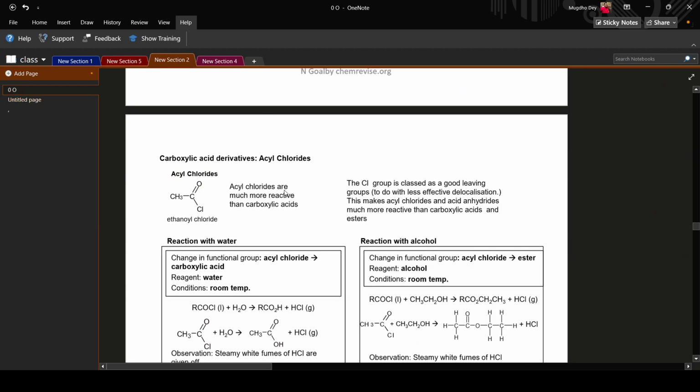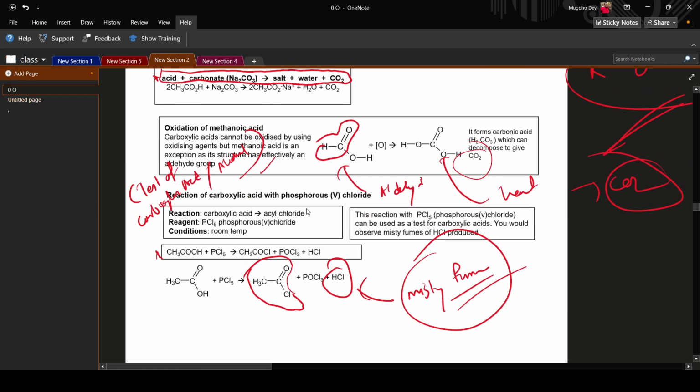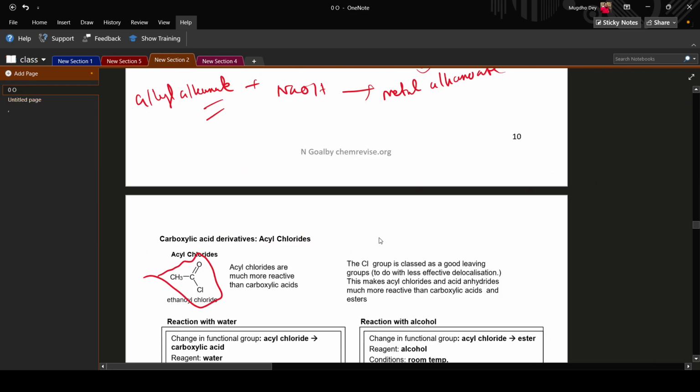Another derivative that we get from carboxylic acid is obviously acyl chloride. We saw a little while back how acyl chloride was produced, right? Do you see the acyl chloride produced here? When you react PCl5, although this also acts as a carboxylic acid test, this is also the method in which acyl chlorides are produced. When you react PCl5 with carboxylic acid, you get an acyl chloride down here. Okay, so this is one way.